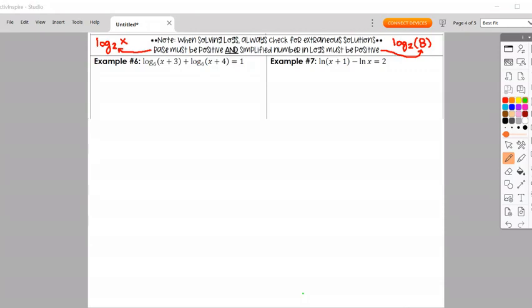Let's try example number 6. As you see, we're going to use approach number 1 because we have logs on only one side of the equation. What I have to do extra is make sure I condense it down to one log. Because the logs are added, we use our property that we multiply the terms inside of our log. So that would be x plus 3 multiplied by the x plus 4 in my second log to combine them. And it equals 1.